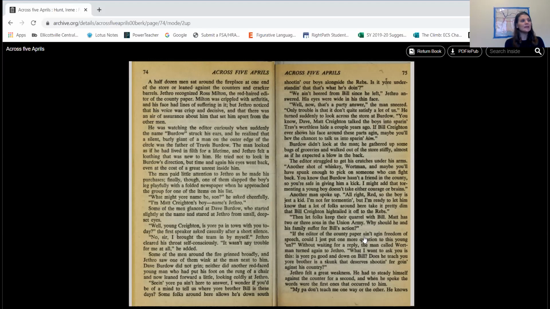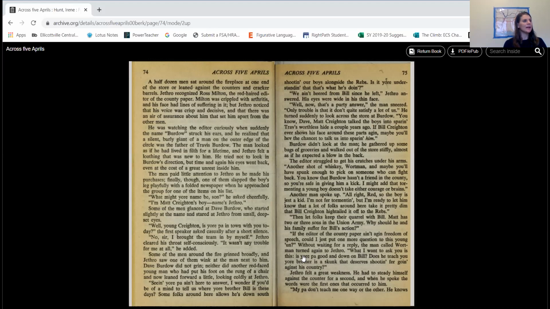The men paid little attention to Jethro as he made his purchases. Finally, though, one of them slapped the boy's leg playfully with a folded newspaper when he approached the group for one of the items on his list. "What might your name be, son?" he asked cheerfully. "I'm Matt Crichton's boy. Name's Jethro."